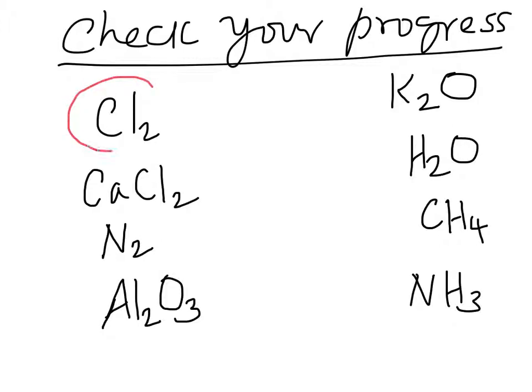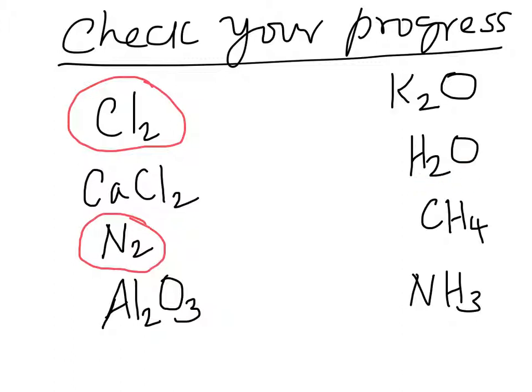So that is a covalent compound that doesn't have any metal atoms, we know that. And as calcium is a metal, I'm not going to circle that. That one is a covalent substance. That one is not, because it has aluminum. Aluminum is a metal. Potassium is a metal in potassium oxide, so that is an ionic compound.